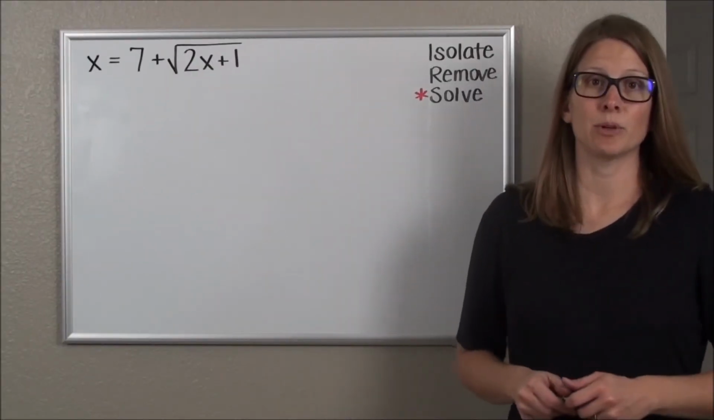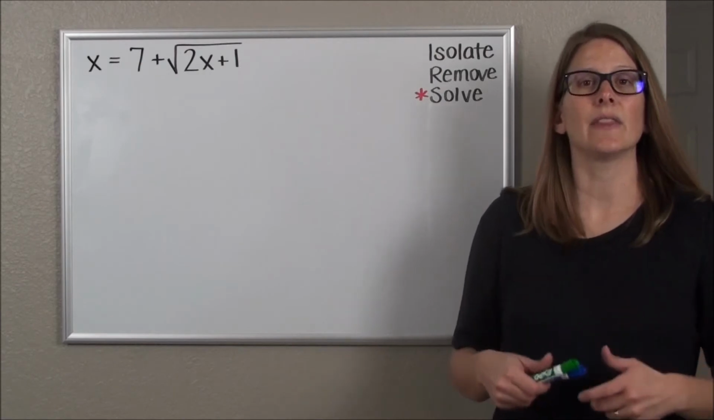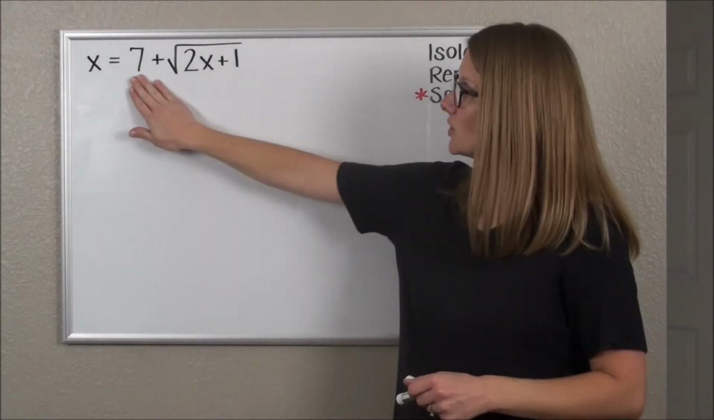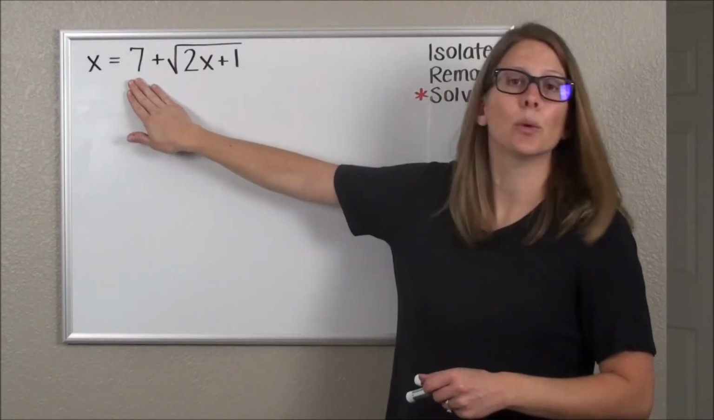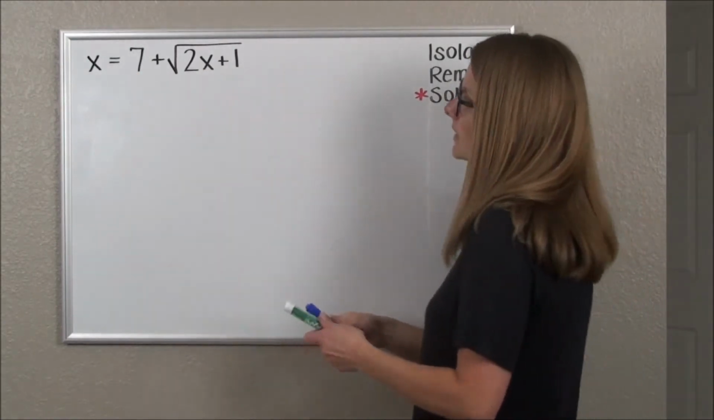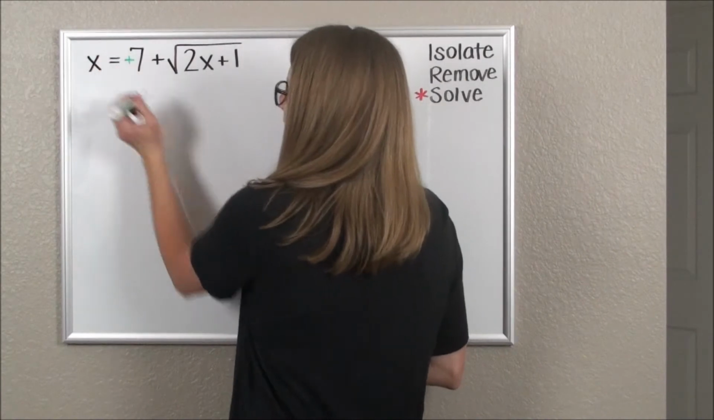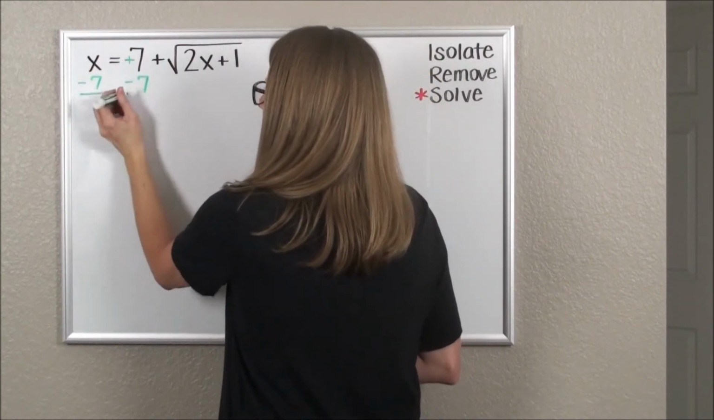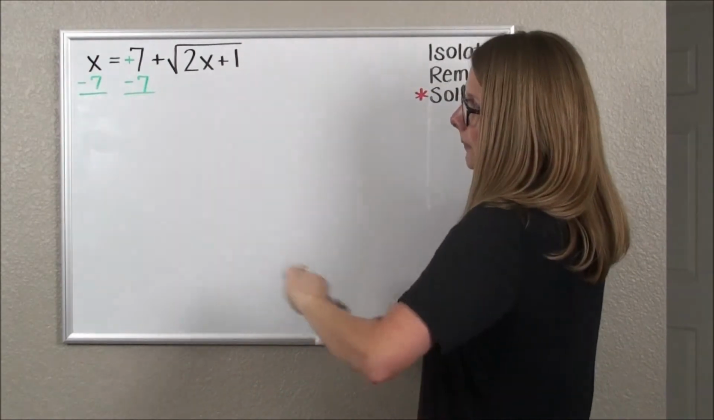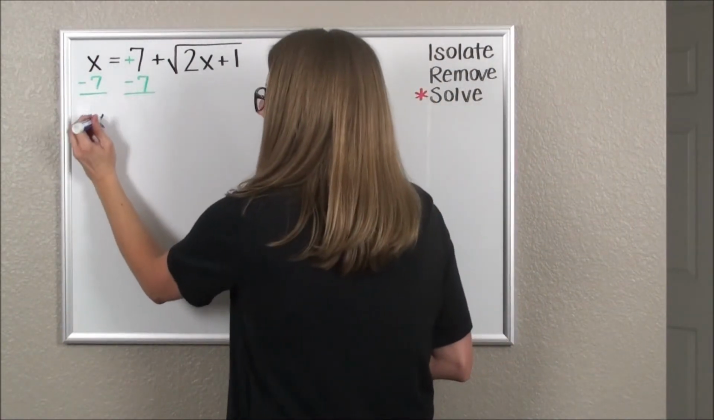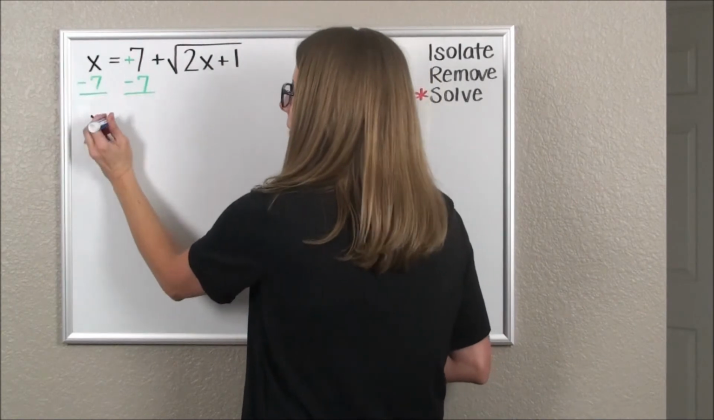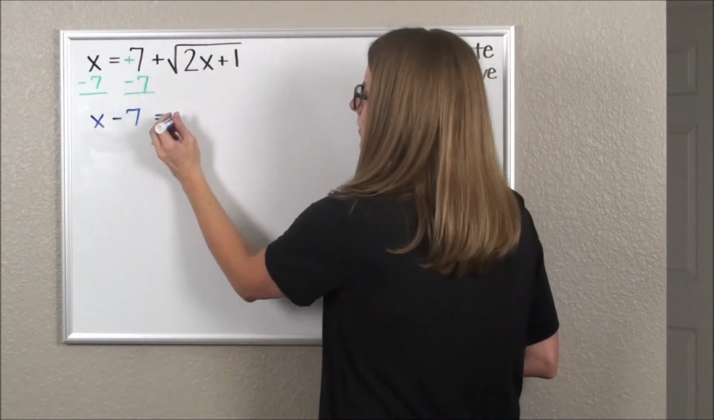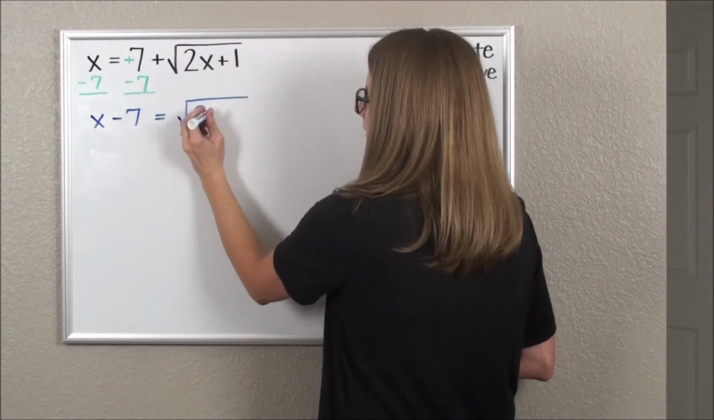Remember, our first step when solving these radical equations is to get the root term by itself. In this case, this root is attached to another term, 7. I need to remove that 7. And because the 7 is currently positive, I will remove it using subtraction. So I will subtract 7 from both sides. On the left, that leaves me with the original x, now minus 7. This is equal to the root, square root of 2x plus 1.